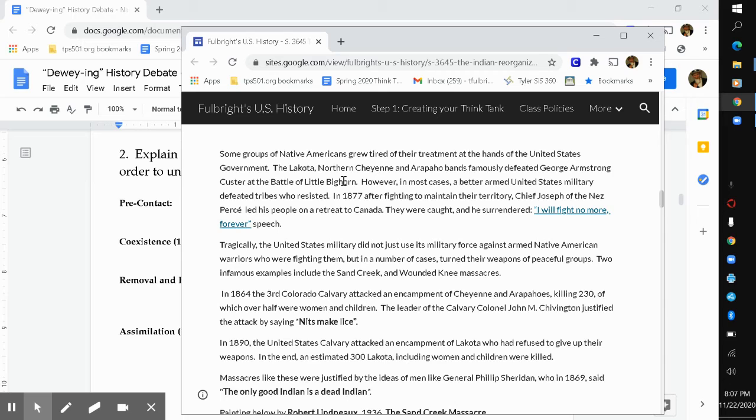In 1877, after fighting to maintain their territory, Chief Joseph of the Nez Perce led his people on a retreat to Canada. They were caught, and he surrendered. He gave his "I will fight no more forever" speech. Basically said, all of the natives of my tribe, all of my people are dying. It's not worth resisting anymore, because he doesn't want any more to die.